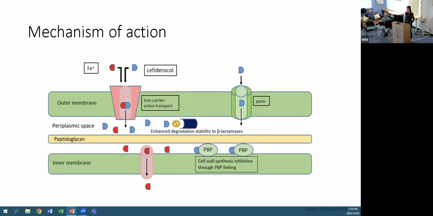Cefiderocol is what we call a siderophore cephalosporin. Siderophores are molecules produced by gram-negative bacteria and are important in bringing in iron through the outer membrane of gram-negative bacteria for their survival and growth. What Cefiderocol does is it sneaks in through those iron channels in the outer membrane. It gets in very efficiently without being destroyed by beta-lactamase. Once Cefiderocol gets inside the periplasmic space, it dissociates from the iron and binds to penicillin binding protein, primarily PBP3, to inhibit peptidoglycan synthesis, causing bacterial cell death.